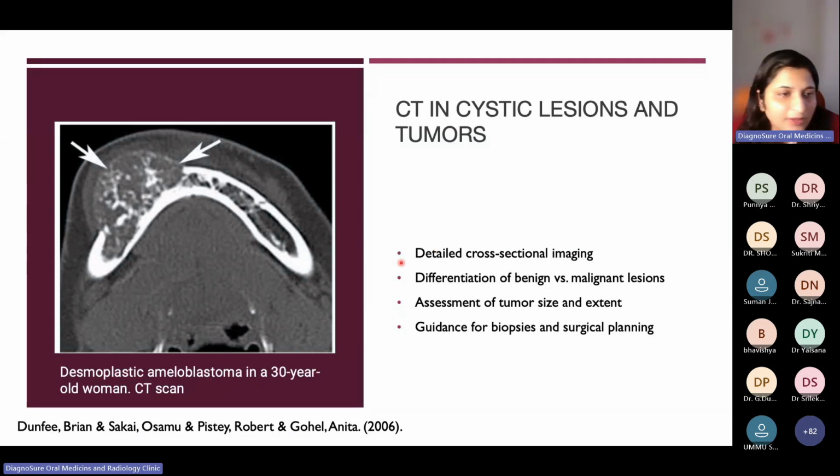So this is an example of a desmoplastic ameloblastoma in a 30-year-old woman. This is the CT scan. You can see this is the mandible. We can see this tumor, which is radiolucent with mixed radiopaque structures between them.